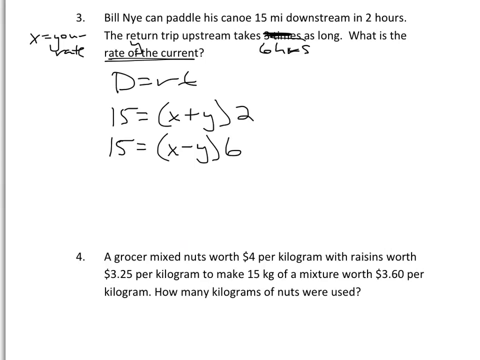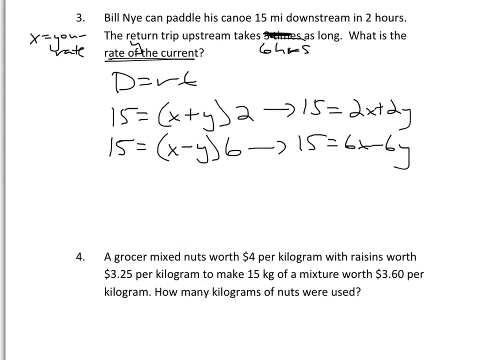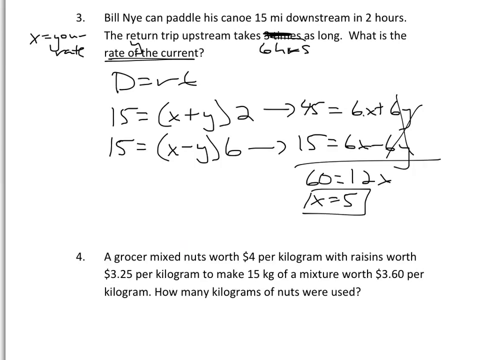Okay, so we need to distribute these. And we get 15 equals 2x plus 2y. 15 equals 6x minus 6y. All right, what I'm going to do is multiply the top equation by 3 to set up our elimination, and we'll get 45 equals 6x plus 6y. Now I can add them up. Y's go away. 12x equals 60. X equals 5. Okay, so your rate is 5 miles per hour.